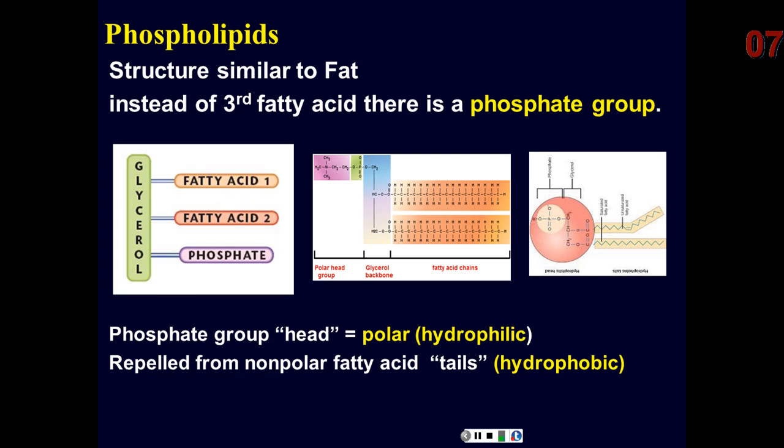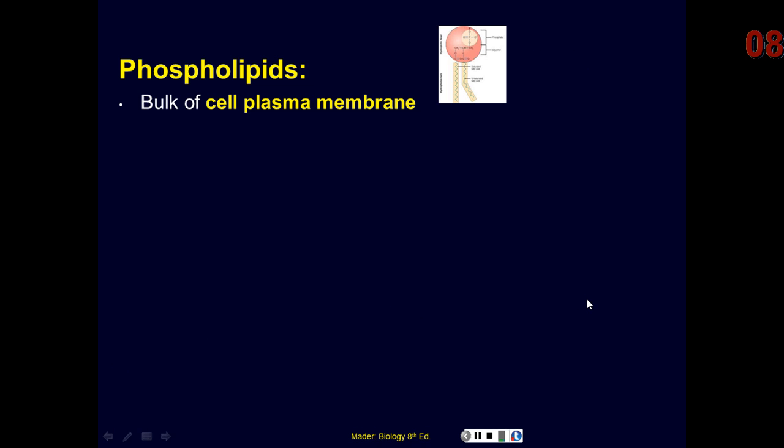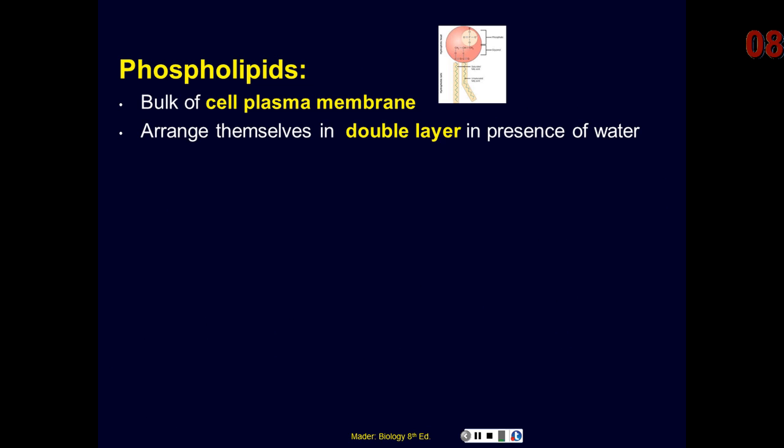So we typically call this area of the molecule the head of the molecule. It's hydrophilic. That phosphate is charged, so it likes water. These are the tails of the molecule, and they are hydrophobic. These are fatty acids. They are hydrophobic, so they are repelled by water. Very important that you understand this molecule and what causes it to form this shape, because this phospholipid molecule actually forms the bulk of most of the plasma membrane that covers every cell in your body.